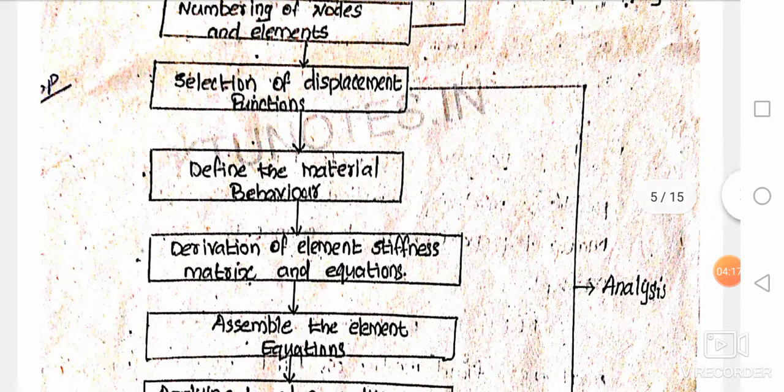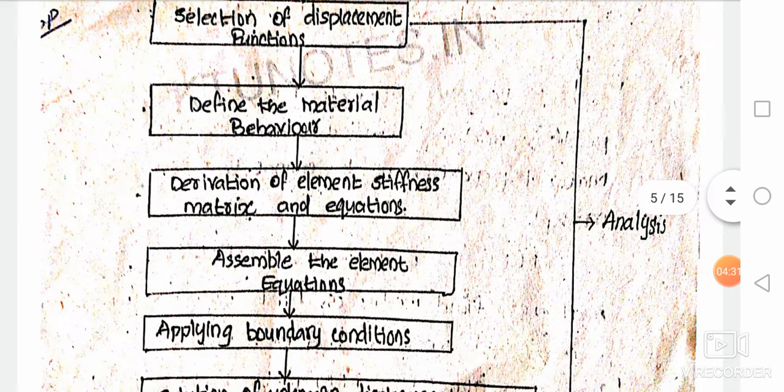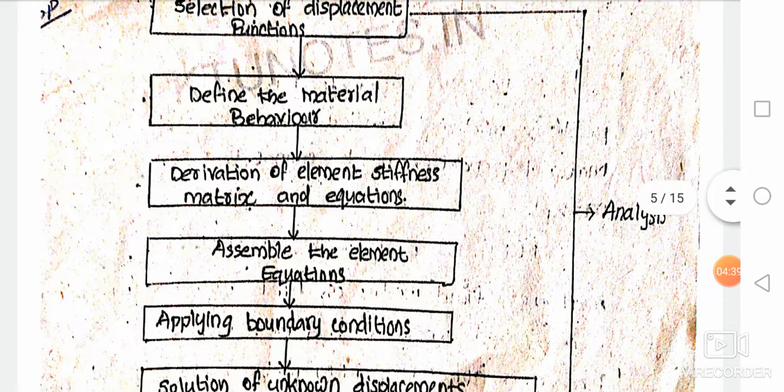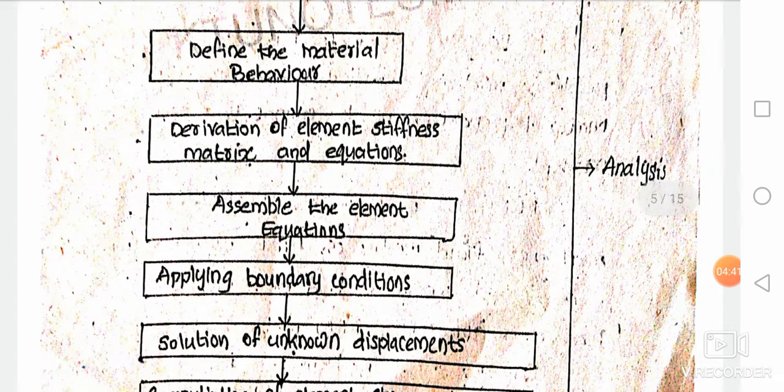The next step is to define the material behavior. Material behavior includes Young's modulus, etc. Young's modulus gives the relationship between the stress and strain. Next is derivation of the element stiffness matrix, that is K. F is equal to K into U can be determined in the case of elements. The next step is that these elemental matrices are assembled together to form a global matrix.